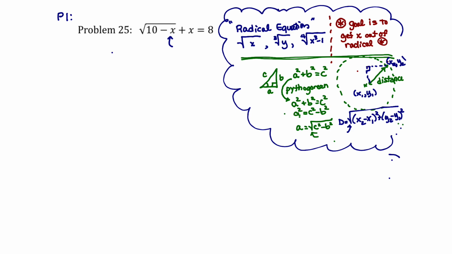That being said, let's get back to our radical equation that we're trying to solve and remind ourselves of our goal. Our goal is we want to get the x out of the radical. And how are we going to do that? Well, let's see. Let's start by isolating that radical, since that's where our focus lies.